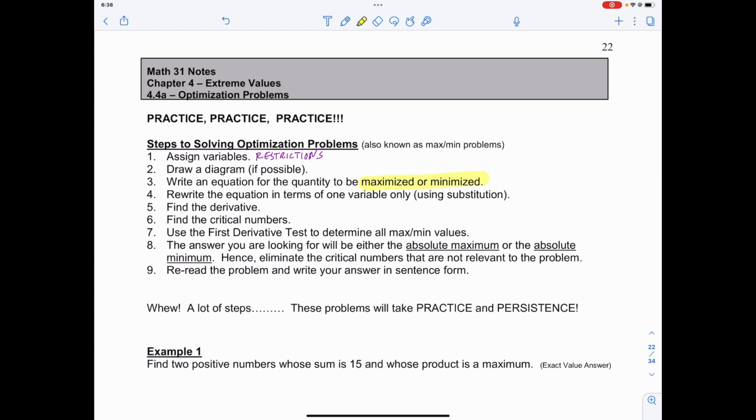You're going to rewrite the equation in terms of one variable using substitution, if it's not already in one variable. You're going to take the derivative. You're going to find the critical numbers. You're going to use the first derivative test to determine all max or min values. The answer you're looking for should either be the absolute maximum or absolute minimum, so we can eliminate any critical numbers that are not relevant to that. And then we're going to reread the problem and write the answer down as a sentence, just like we do with all problem solving.